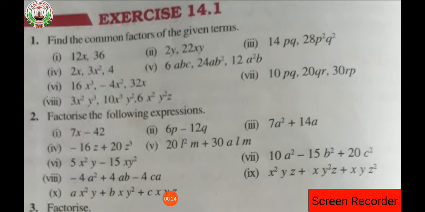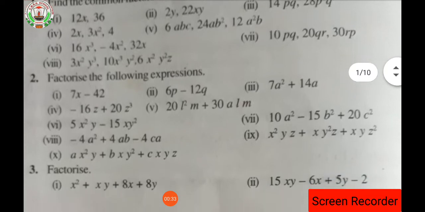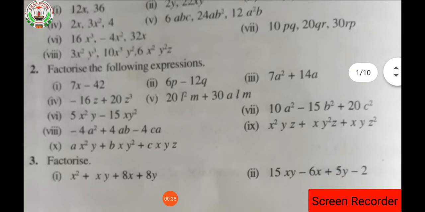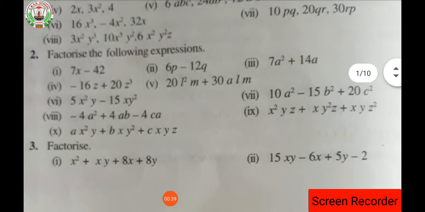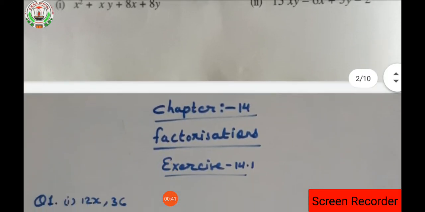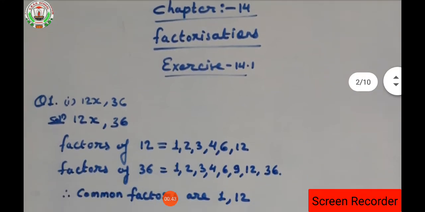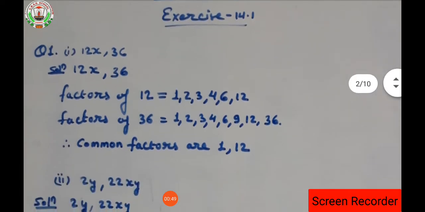Find the common factors of the given terms. Common factors we have to find for each term. Then the second and third questions are the same. We have to do the factorization by taking the common numbers. I will teach you how to do the factorization by taking the common numbers, and similarly for questions 4 and 5. So here is chapter 14, factorization, exercise 14.1.